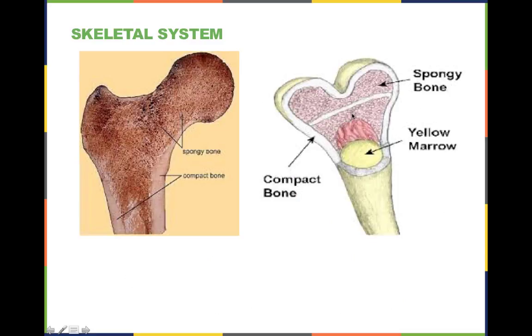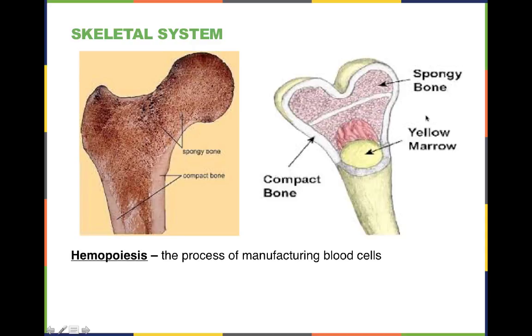Now there are 2 types of bone. There's the compact, which is shown here, and spongy bone here. The compact bone or spongy bone is where we find the process of hematopoiesis, at least in the femur and in the pelvis. And hematopoiesis is the function of producing blood cells.